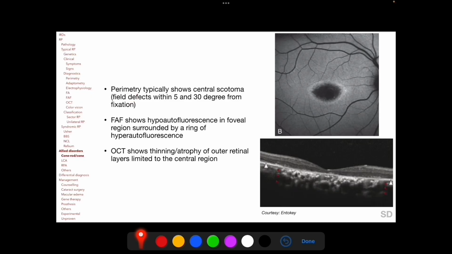Perimetry typically shows a central scotoma, and fundus autofluorescence shows hypoautofluorescence in the foveal region surrounded by a ring of hyperautofluorescence. OCT shows thinning or atrophy of the outer retinal layer of photoreceptors in the central region of the macula, but this layer is preserved more peripherally.